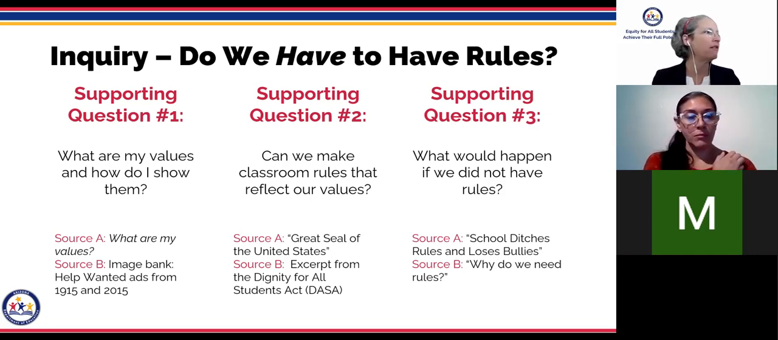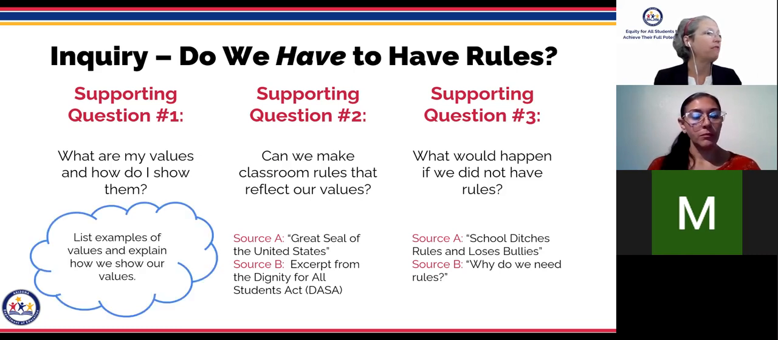So in this case, you have two sources, right? You have an image from a Help Wanted ad from 1915 and an image from 2015. And what you have to do as a class, and obviously with some assistance, is have your kids use these two sources to list examples of values and explain how we show our values. So how are the values that we have shown in those Help Wanted ads? And so you take the kids through that activity.